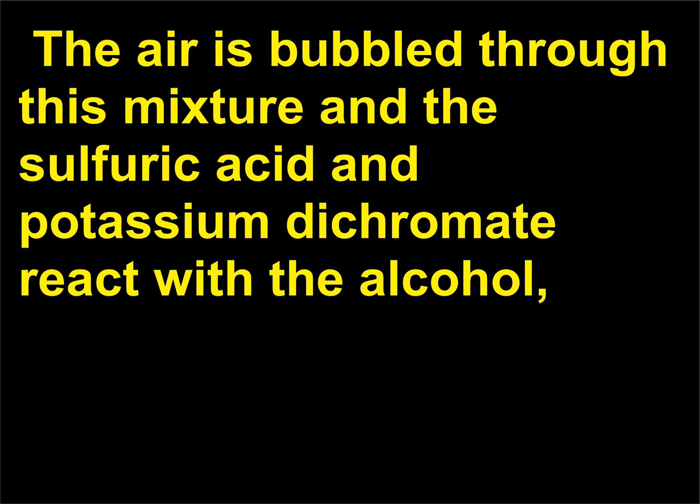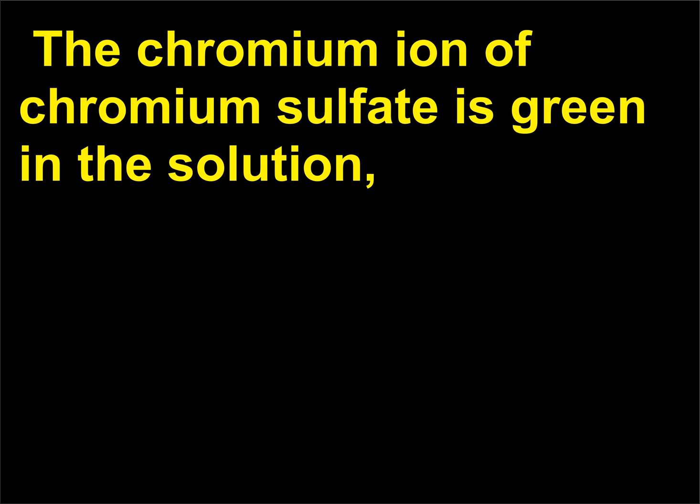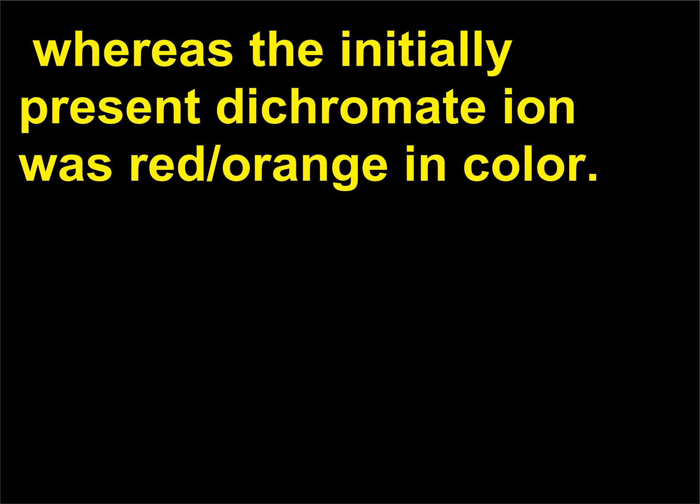The air is bubbled through this mixture and the sulfuric acid and potassium dichromate react with the alcohol, producing chromium sulfate and other products. The chromium ion of chromium sulfate is green in the solution, whereas the initially present dichromate ion was red/orange in color.